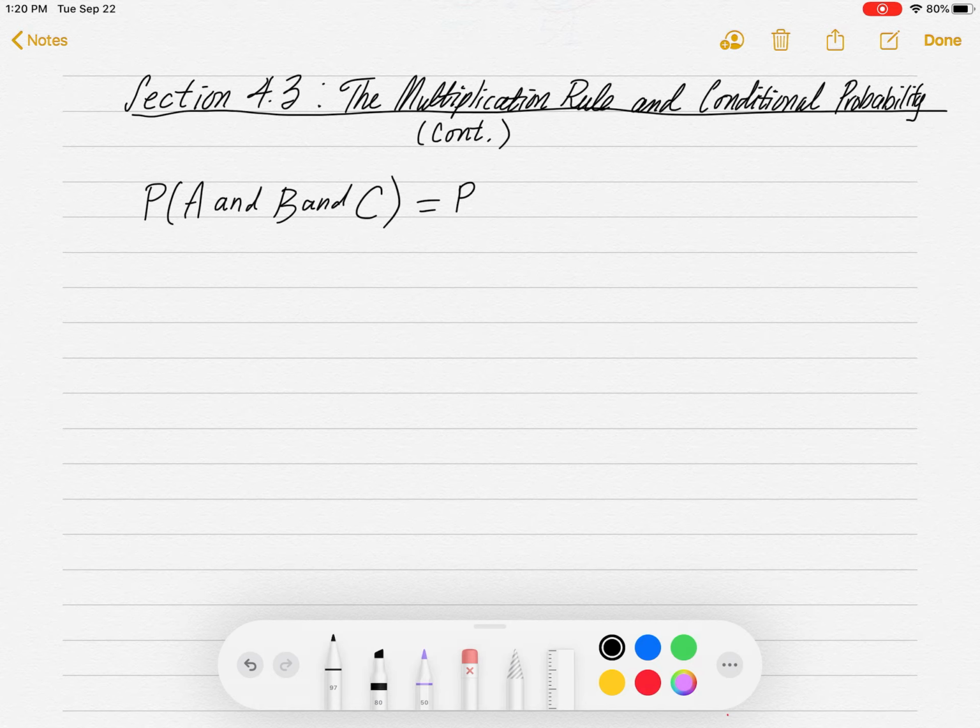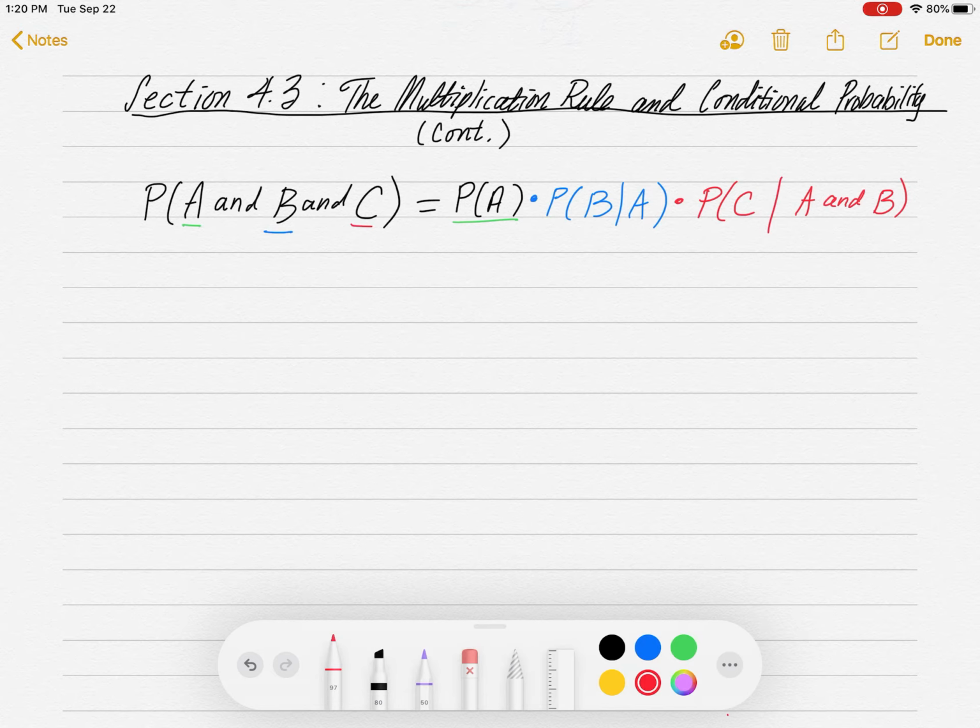So to generalize the multiplication rule, you'd start off with the probability of A, multiplied by the probability of B, given that A has already happened, times the probability of C, given that A and B have already happened in the past.